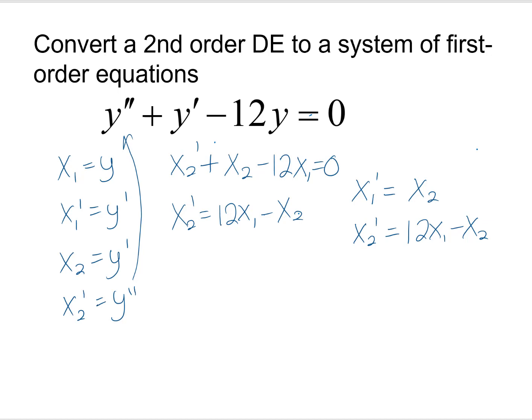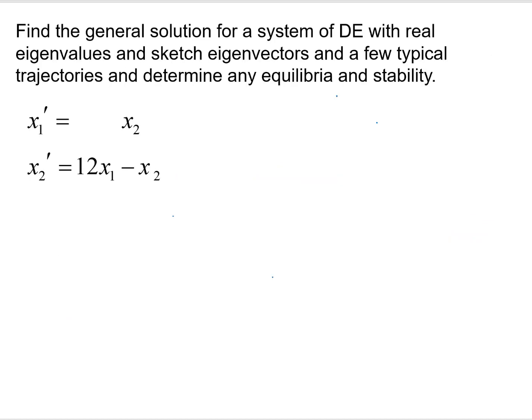So we could now solve this system of equations using the eigenvalues and eigenvectors, and that's what we're going to do. Okay, so let's express this system of equations that we came up with in matrix vector form. It's going to be x vector prime equals, our A is going to be [0, 1; 12, -1], and then x. So now we can solve that by first finding eigenvalues and eigenvectors.